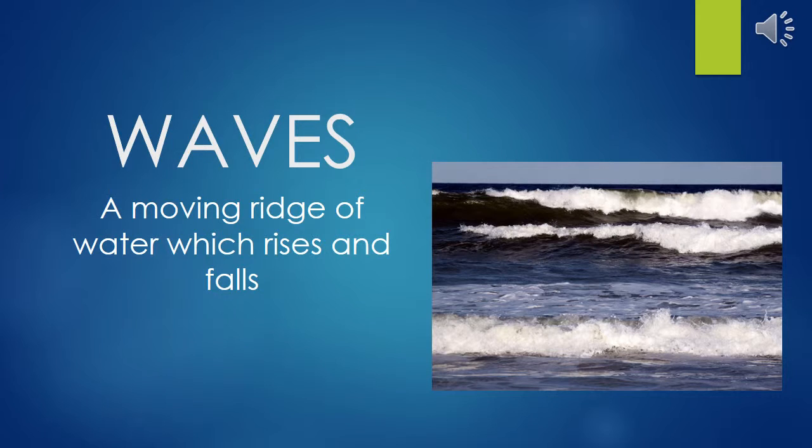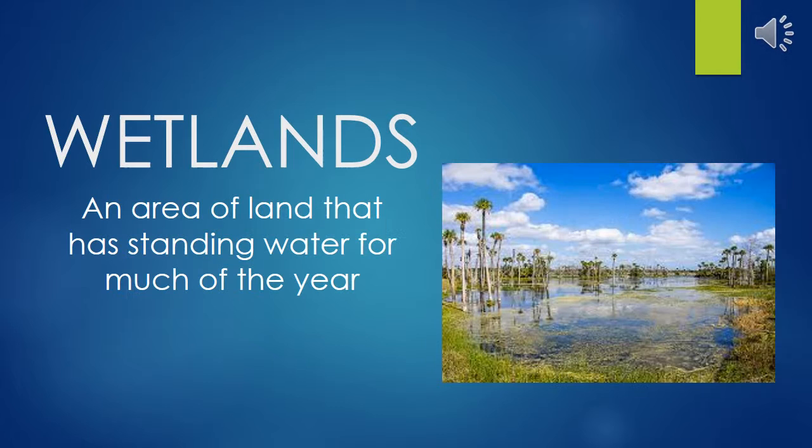Waves, a moving ridge of water which rises and falls. These waves are off the coast of Jacksonville Beach. Wetlands. This term refers to an area of land that has standing water for much of the year.